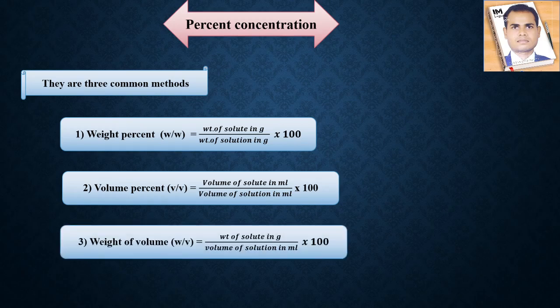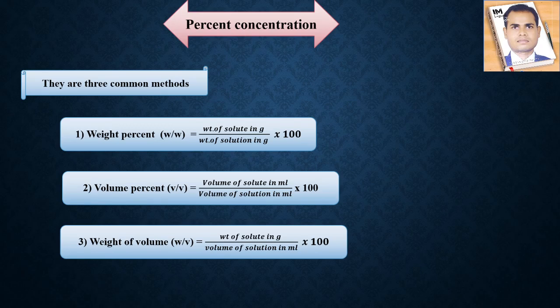Now third is weight by volume. The formula is given: weight of solute in grams and volume of solution in ml, into 100. So if I want to calculate how much percentage of sugar is in a mixture of water plus sugar, I have to calculate the percentage of sugar in the mixture.